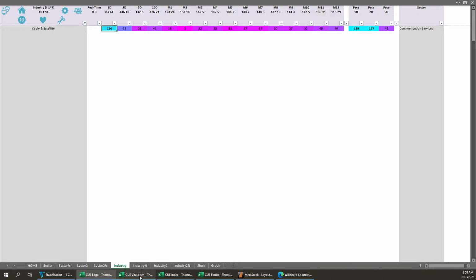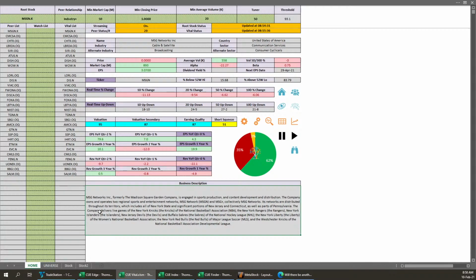How can we know? Let's look at Q Vital, look at the description. It can be classified as cable and satellite as well as broadcasting industry stock. From the description, we can try to find out. Let's read it. MSG Networks, formerly the Madison Square Garden Company, is engaged in sports production, content development, distribution, etc. Now, those of you who are in the USA may already know from the description. Madison Square Garden Company. Is it cable and satellite mode or broadcasting mode?